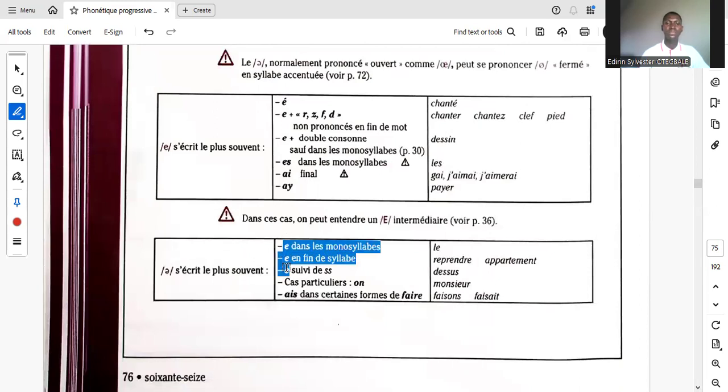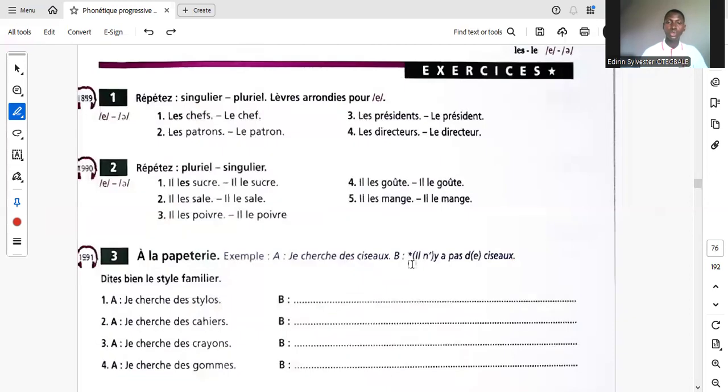Only the letter E gives you that phoneme. E in monosyllabic words, because we have le. E as the last syllable, reprendre, R-E. Appartement, this E here, no accent aigu on it, no accent on it. Then you have E followed by double S, dessus. Then in monsieur, O-N here, giving us that sound, monsieur is an exceptional case. Then AIS in the verb faire, we have faiseur, faisant. That's why you have that particular phoneme realized in French. So you just have to get used to them as you study. But let's have more of the recording now so that we can follow up properly.